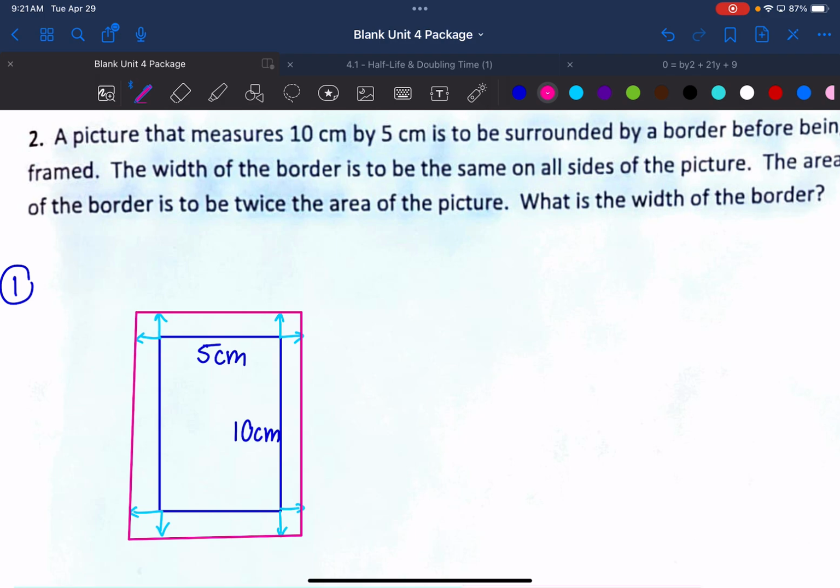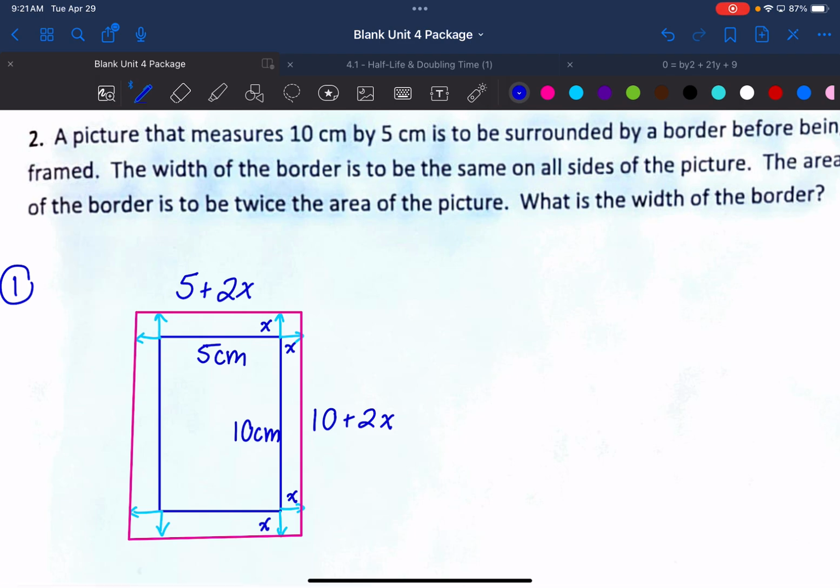Okay, perfect. So again, I extended this by x centimeters on both sides. I don't know how many centimeters. That's our unknown thing. So my width is now going to be 5 plus 2x, same thing as we did last time, and same thing, 10 plus 2x.